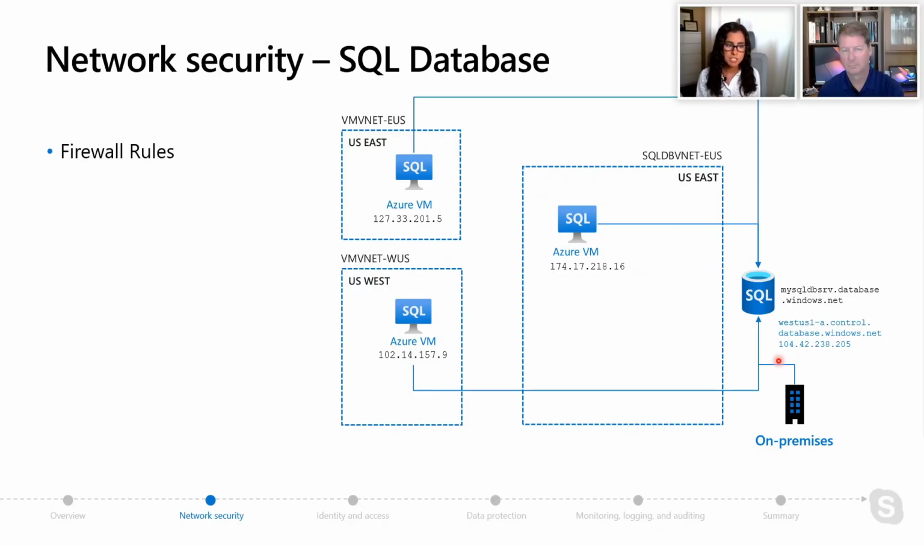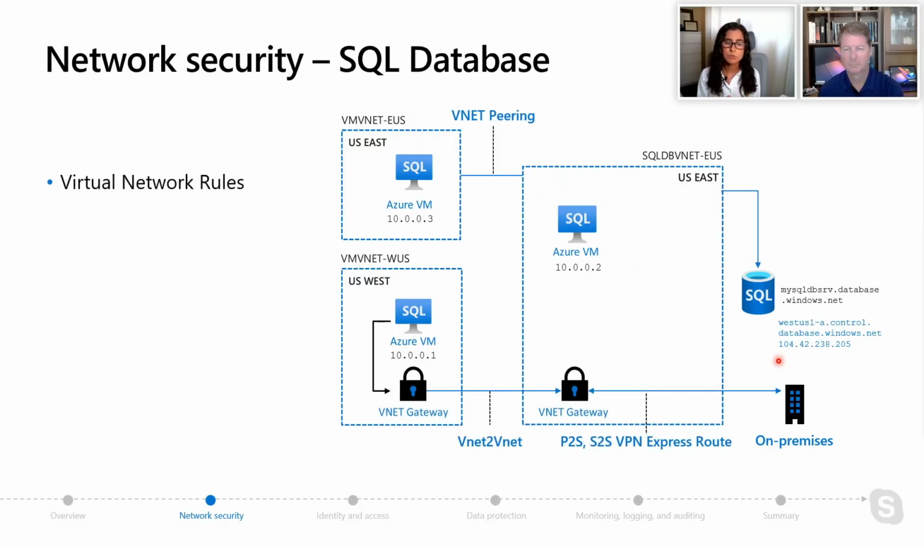So the next option that you have is a virtual network rule. And what this basically means is these three boxes are all different virtual networks. You can see what region they're in as well. And basically, instead of adding individual firewall rules, you can add a virtual network rule, and that basically would apply to everything within a given virtual network.